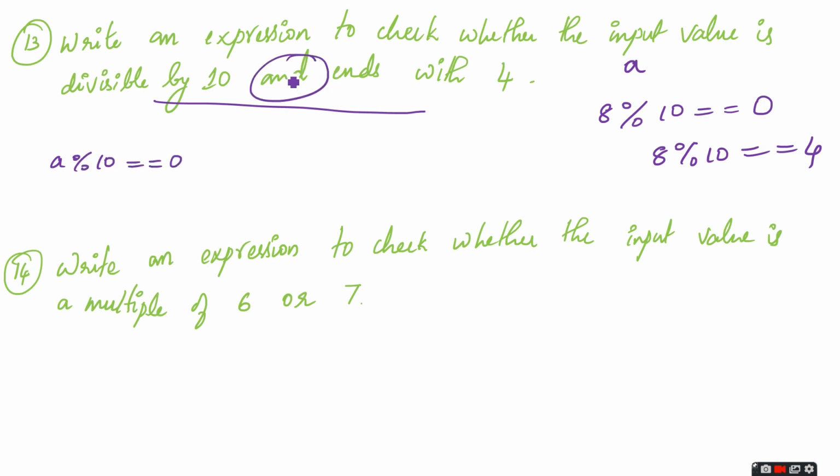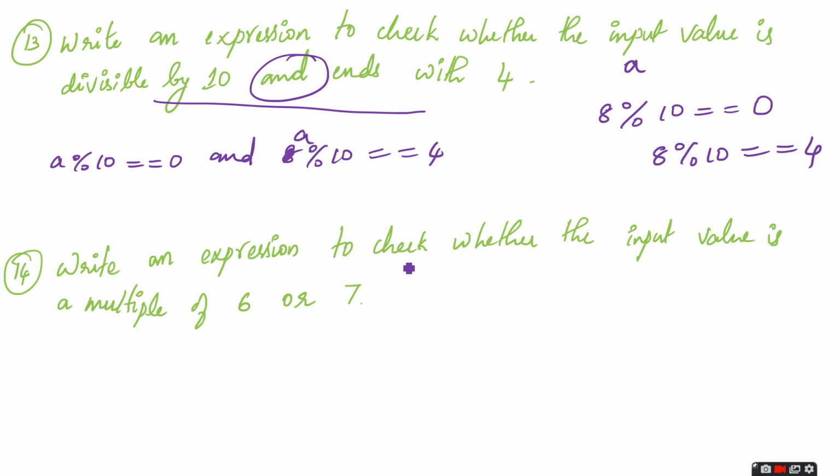Here they asked to check both the conditions, and so we can write and here. We know the logical operator and. It is used to combine the two expressions: a mod 10 equal to 0 and a mod 10 equal to 4. Instead of 8, what will we write? We will write a here.